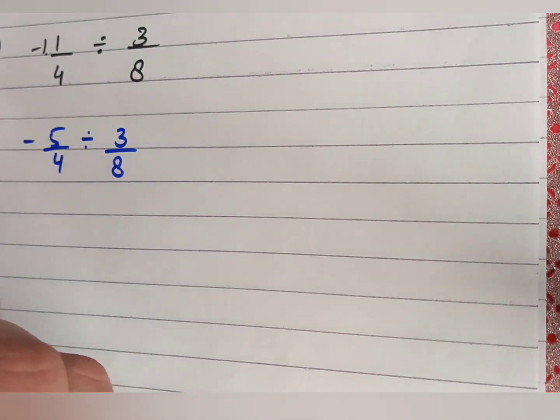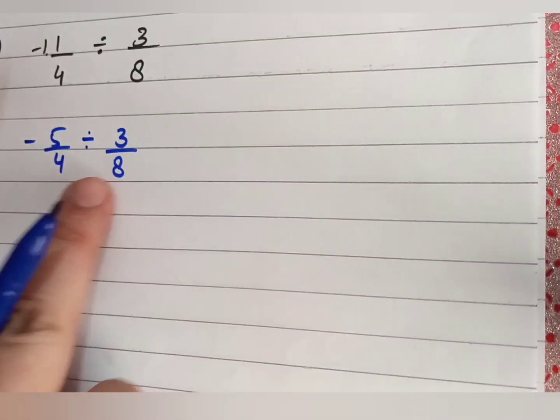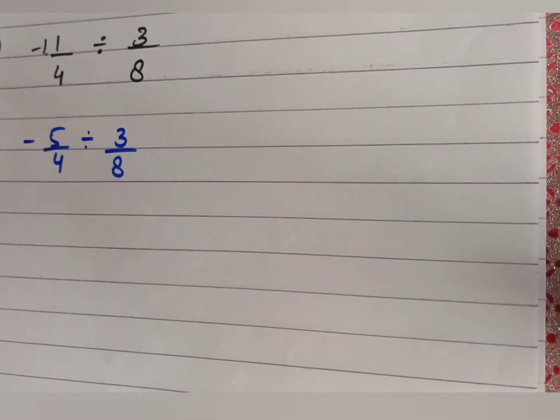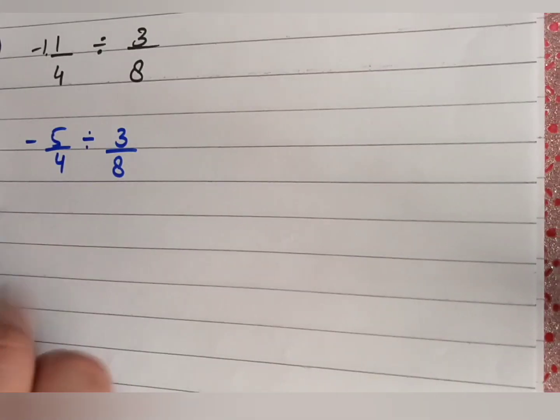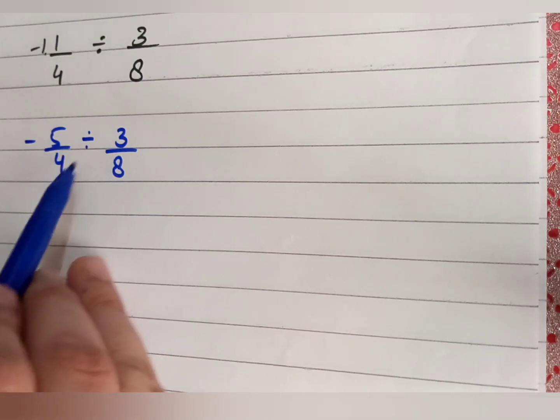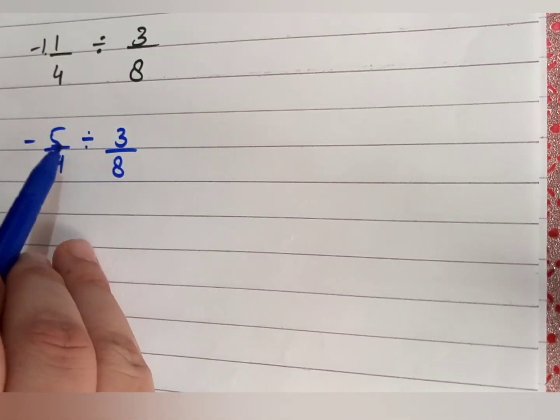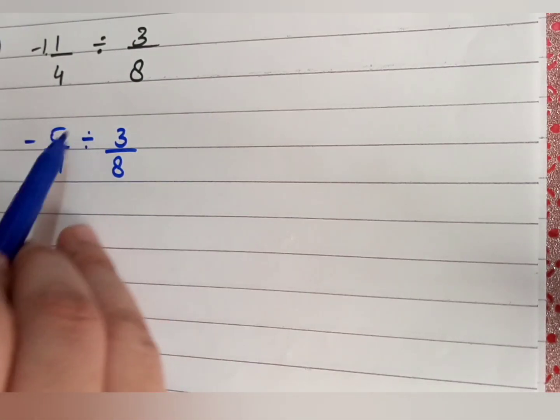So students, if you observe the last question, we have the multiplication sign, so in that case we just have to simplify our question. But in this question, you can look, we have the division sign between the two fractions. So first of all, you have to solve this division sign.